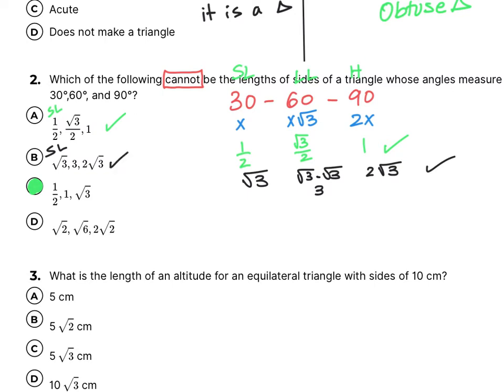Now if I look at D, the short leg is root 2. So the long leg is root 2 times root 3, which is root 6, because 2 times 3 is 6. And then the hypotenuse would be 2x. So 2 times the short leg, which is 2 root 2, so it follows the pattern. So that's the only one that does not work.